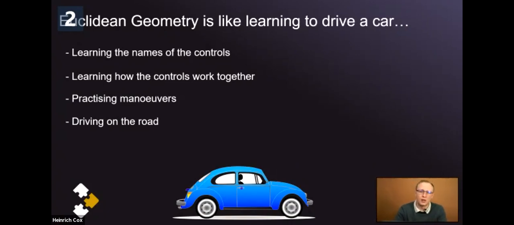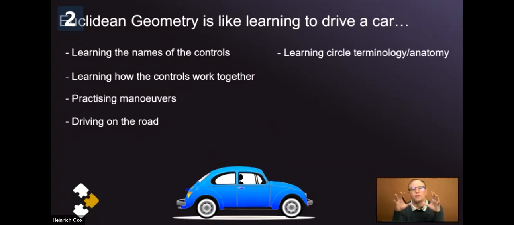So how does this apply to Euclidean geometry? Well, the first step is to know the names of the things in front of you, right? So I'm going to call these things the elements. And what I'm talking about is things like tangents, radii, center, words like segment, chord. What do these things mean, right? So we need to be able to know what this terminology means and what it refers to.